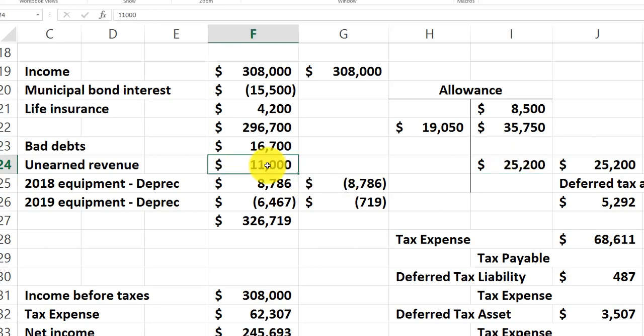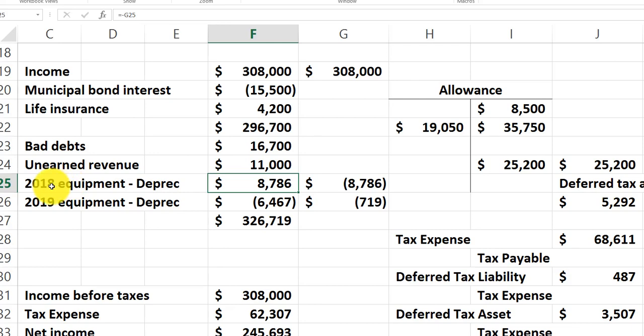Then a new situation having to do with unearned revenue, unearned rent. That has to be put on the tax return even though it hasn't been earned, because that's the tax law. When you get it, you pay tax on it. So that needs to be added here. There's no difference from the year before, and so that's fairly straightforward.